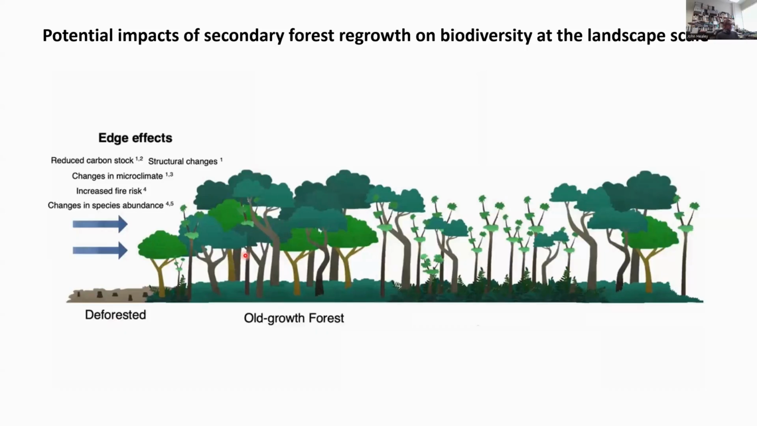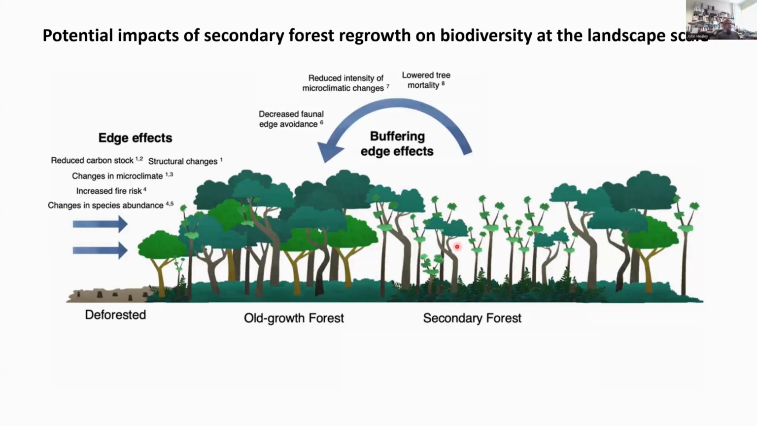So first of all, for a patch of old growth forest, where it has an edge that's adjacent to deforested land, cropland, pasture land, whatever it might be, there's a whole lot of effects from that deforested area impacting the old growth forest, reducing its carbon stock due to disturbance and so on, causing structural changes, changes in the microclimate, drying effects and so on, increased fire risk, and all of that shown to have an impact on species abundance.